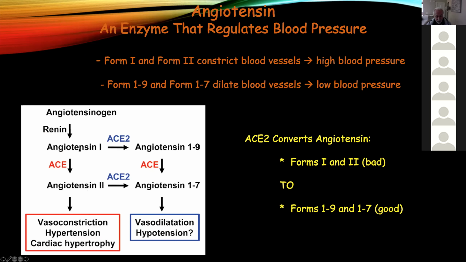ACE2 is a good guy. ACE2 can convert either of these intermediates into a different form of angiotensin, either 1,9 or 1,7, and these have the opposite effect. They dilate blood vessels and reduce blood pressure. So that's what ACE2's normal function is, to lower blood pressure.